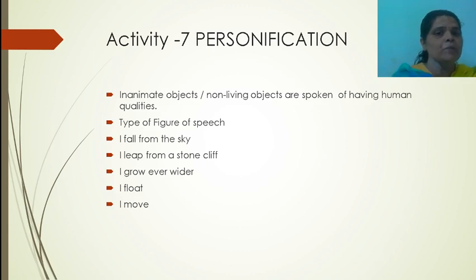Like for example, I fall from the sky, I leap from the stone cliff, I grow ever wiser, I float, I move. So you have to find out some more. Okay, I have given 5. You have to find another 3. Okay, so this is called the personification, when an inanimate object or non-living object are spoken of having human qualities or are spoken of having life.